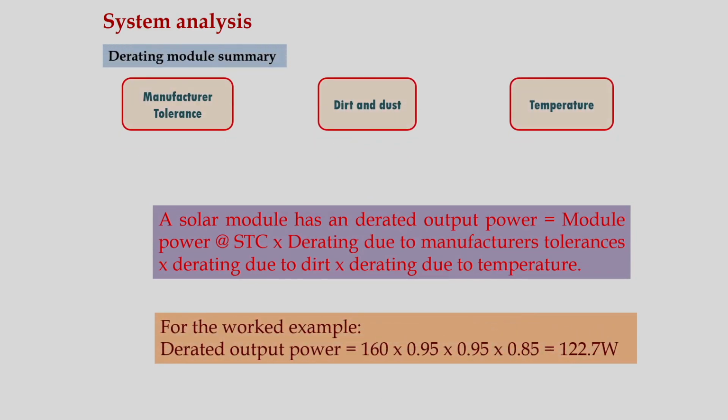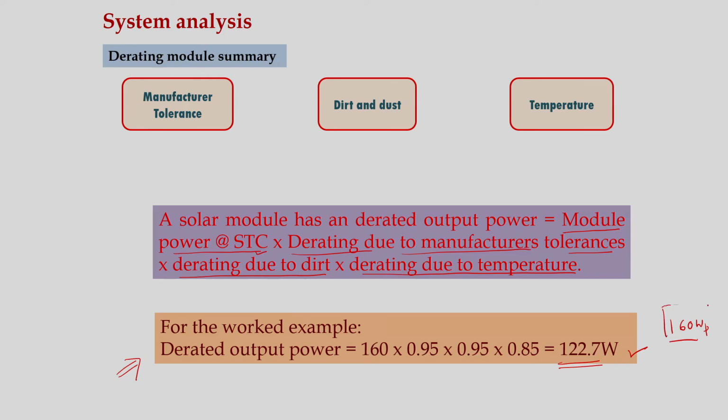So, now if we compare all the 3 derating factors, then what we have done: solar module under standard test condition, then derating due to manufacturer's tolerance, then derating due to dirt, and then derating due to temperature. So, if we substitute all those values, then we will have the derated power output of 122.71. You just see, we have initiated with 160 watt peak.